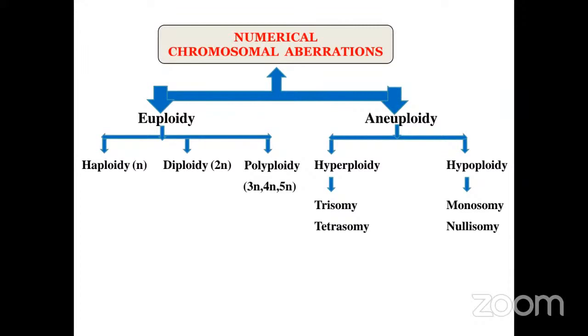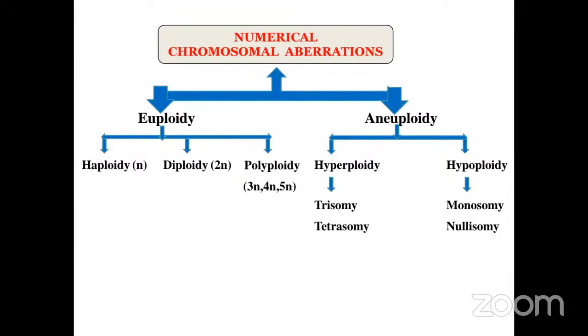If you find 41 instead of 42, then it is 2n minus 1, meaning 42 minus 1, 41. The condition we call monosomy. Nullisomy means 2n minus 2, meaning if you find only 40 chromosomes, 42 minus 2 is 40. So it is a nullisomy, where two chromosomes are missing. Monosomy, one chromosome is missing. Trisomy, one additional chromosome is there. Tetrasomy, two additional chromosomes are there. So that is the aneuploidy.